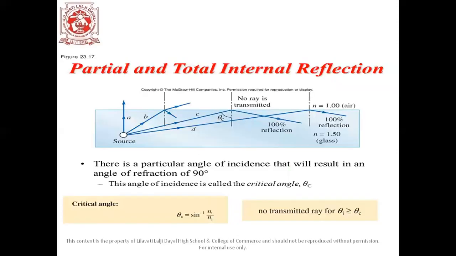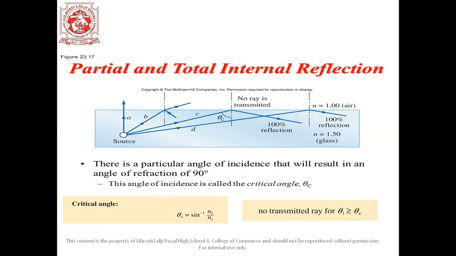Let's move on to the next topic, that is partial and total internal reflection. When light travels from one medium to another, a part of the incident light comes back into the first medium. This is termed as partial reflection. The remaining part is the refracted part.